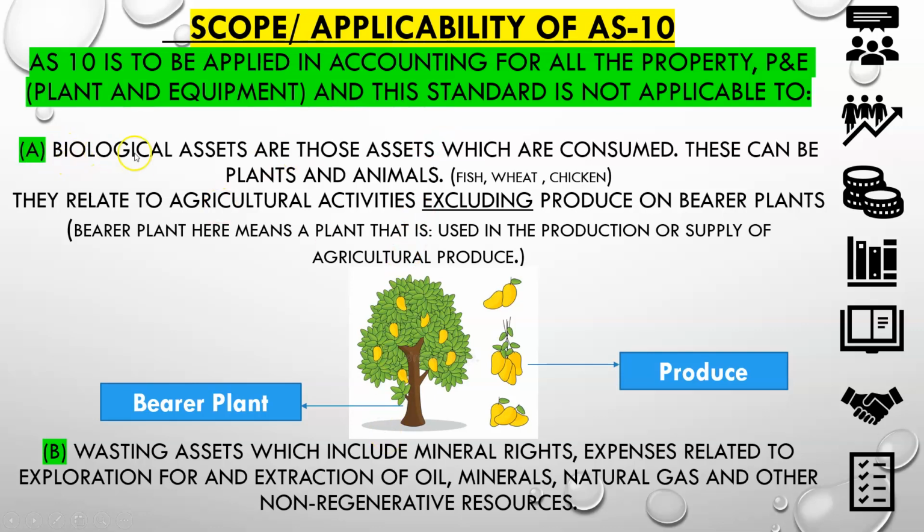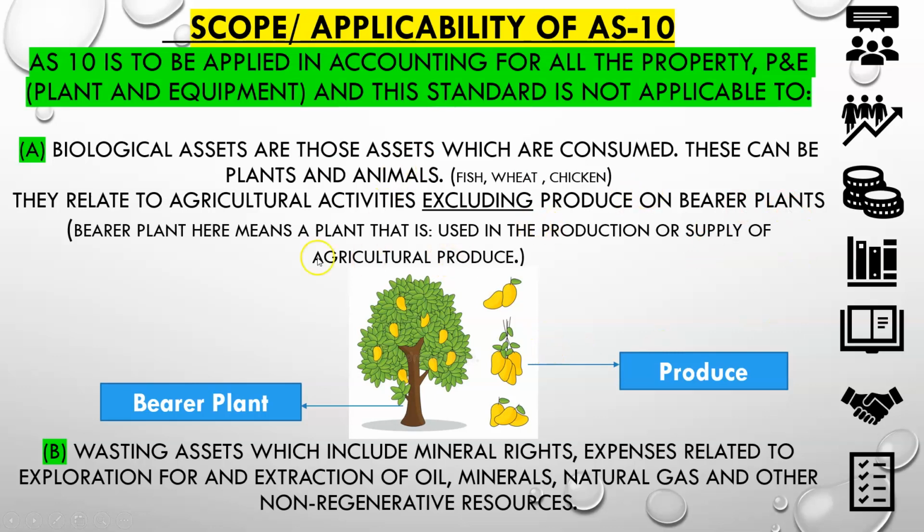First one being the biological assets, which are those assets that are consumed. These can be plants and animals, like fish, wheat and chicken. They do not qualify for being applicable for this accounting standard 10. They relate to agricultural activities excluding produce on bearer plants. Biological assets also include a plant that is a bearer plant, which I will explain just now.